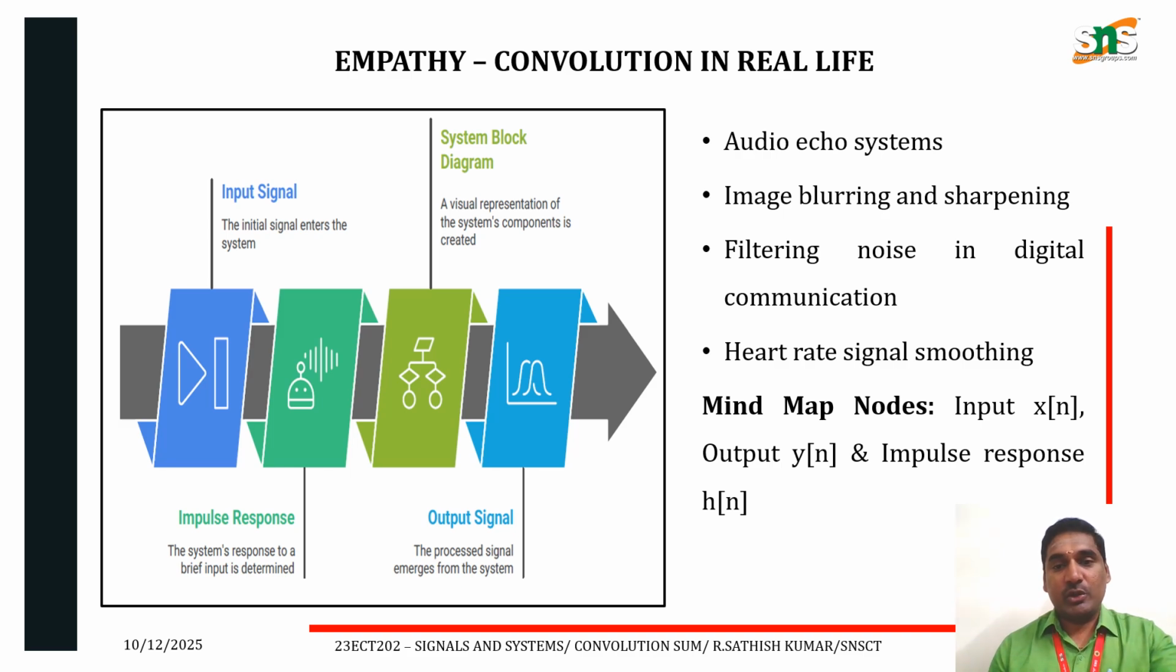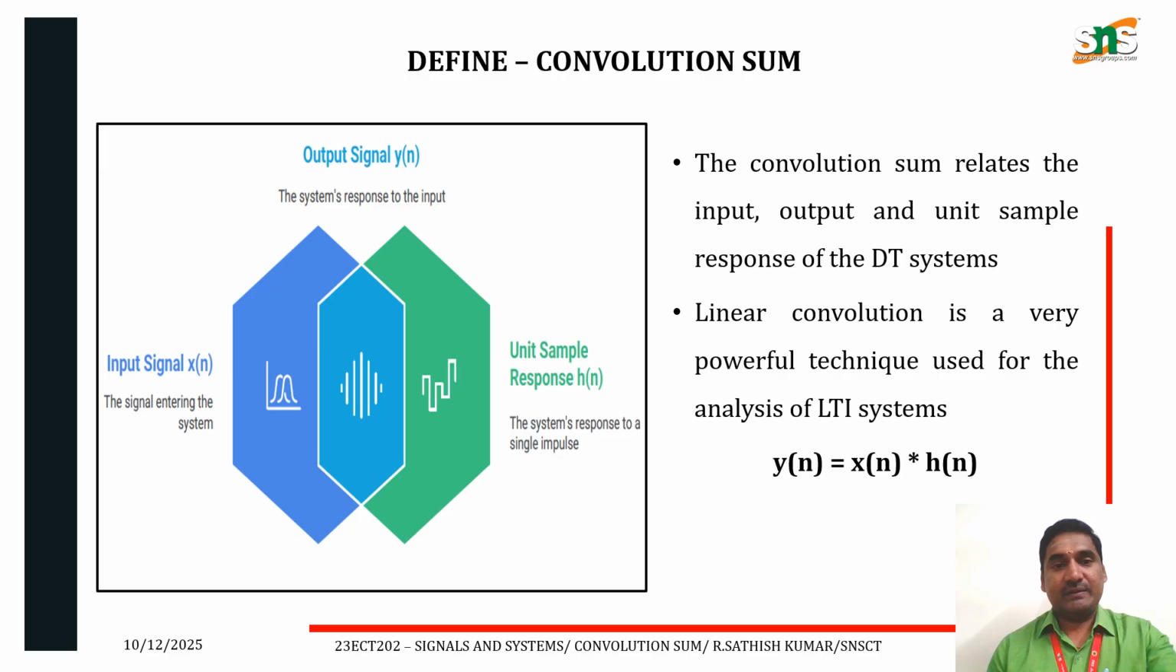It is used in audio ecosystems, image blurring and sharpening, filtering noise in digital communication, and heart rate signal smoothing. The mind map nodes in convolution are the input x of n, the output y of n, and the impulse response h of n.